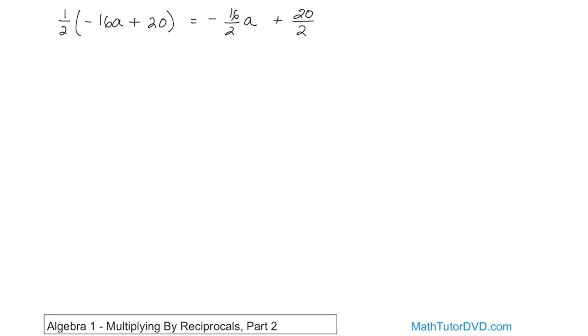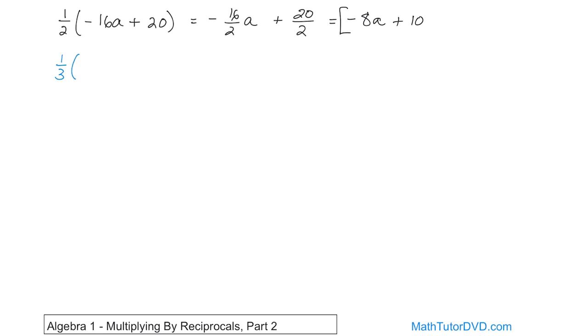The first fraction is 16 divided by 2, which can be written as negative 8. The negative just comes along for the ride. 20 divided by 2 is just going to be 10. So the final answer is negative 8a plus 10. So you see, not that difficult, but we have to keep track of different things along the way. So we have to be careful.